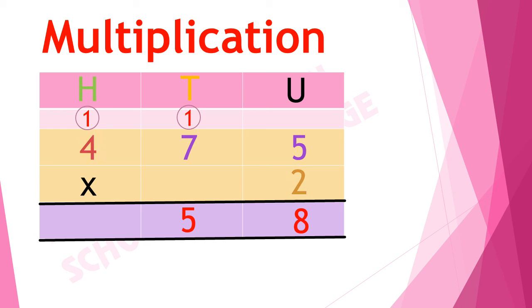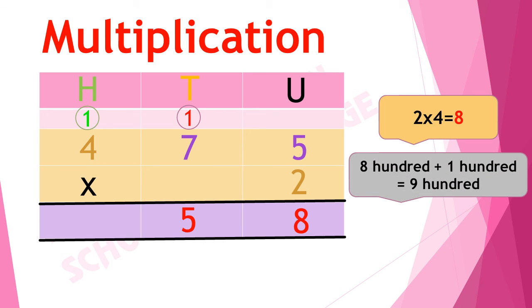Now we will multiply 2 with 4. 2 into 4 we get 8. We have 8 hundreds. In 800 we will add 100. Now we have 900. 2 into 4 we get 8, and we have 100 that we carried. So we have 9 hundreds here. We will write 9 in hundreds column.